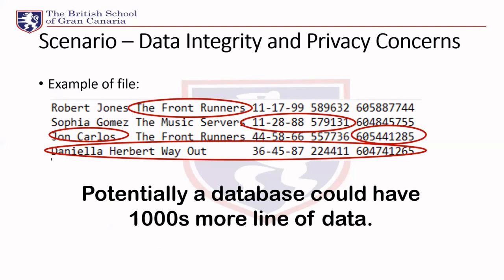Potentially, a database could have thousands more lines of data. So would you want to look through thousands of lines of data to find the line that you want? And also, how do you know, I mean, this is a small database, so you would know, but how do you know if there were hundreds more lines of data if you've input someone's details in twice? What about if someone's changed their phone number? What about if someone's changed their bank? Maybe they're not happy with the bank that they're with and they've changed banks. Or maybe their account has been defrauded, so they've had to change their account.